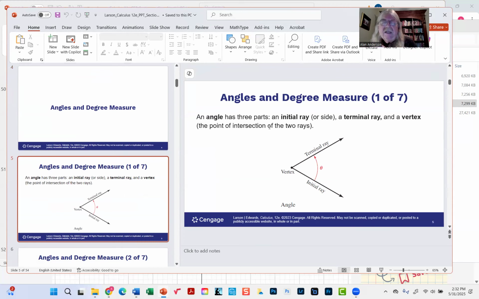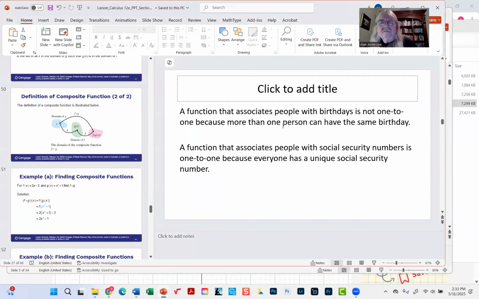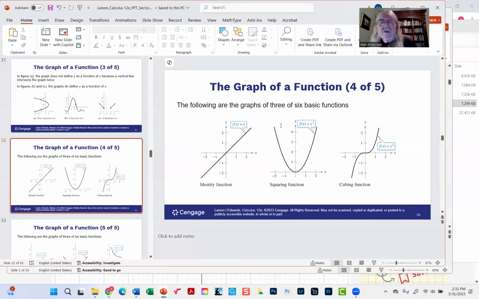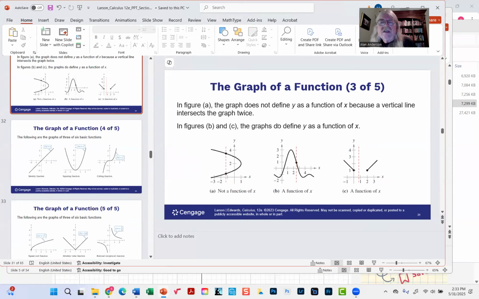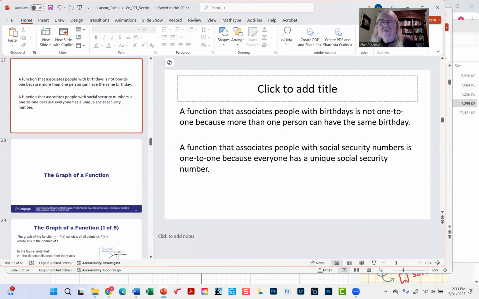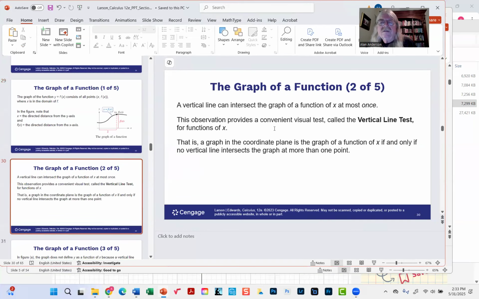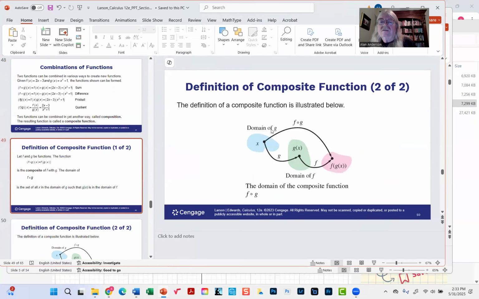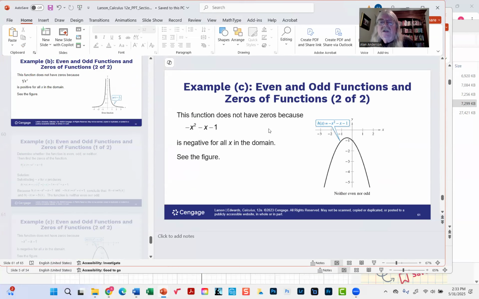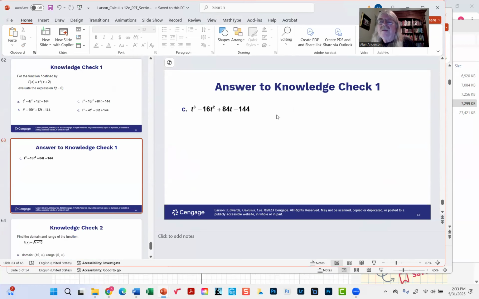So anyway, I'll tell you what, it looks like it's time to stop here. So when we pick it up again, what we're going to do is focus our attention on more discussion about graphs of functions, different types of functions, composite functions, and then trig functions. And then we'll be ready to start Calc 1.